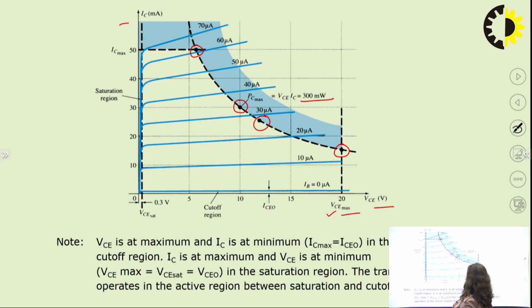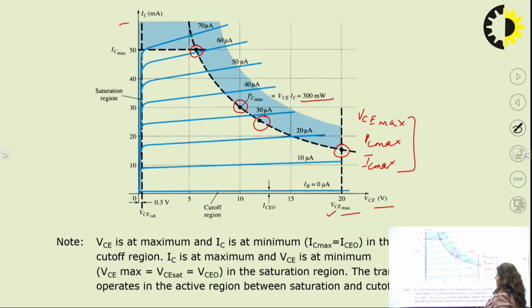We have some operating points. With these operating points we can get the value of VCE max, the value of PC max, and the value of IC max. So these 3 parameters we should know to make a transistor usable as an amplifier.